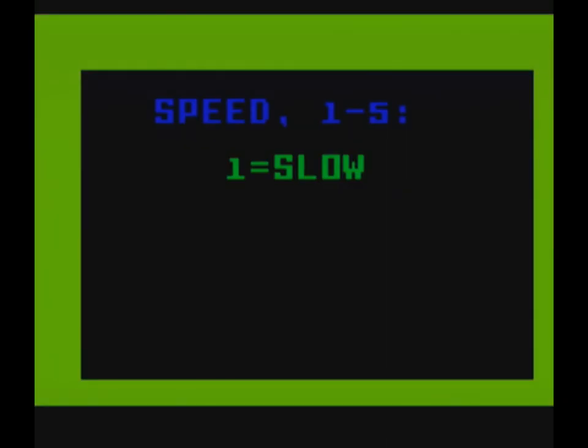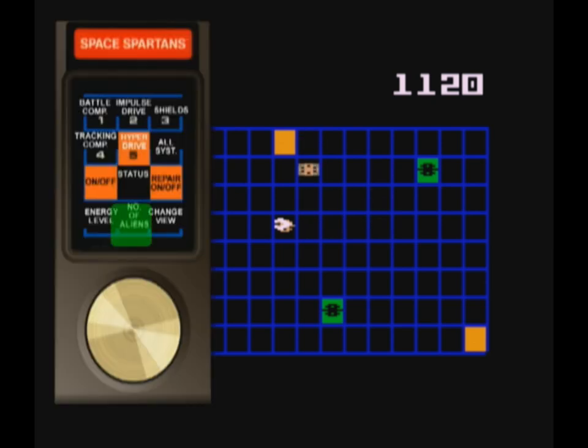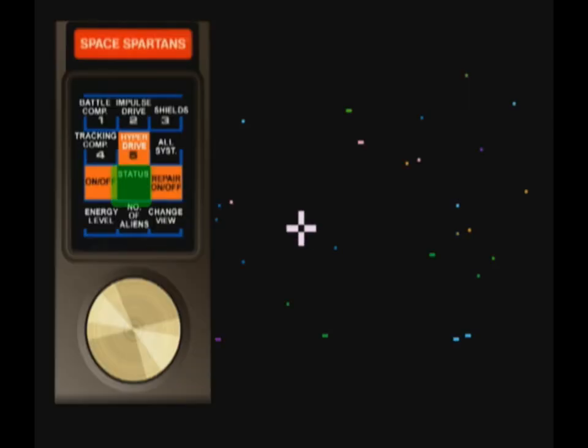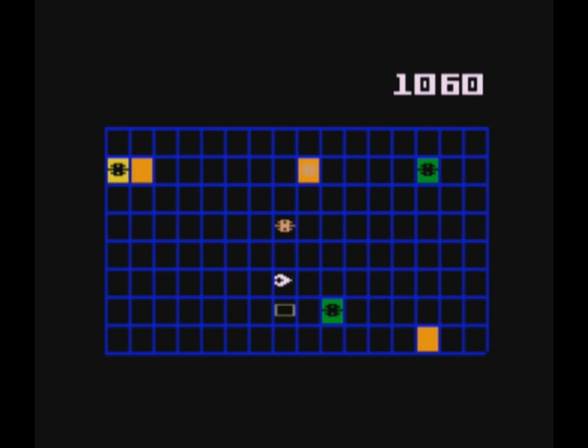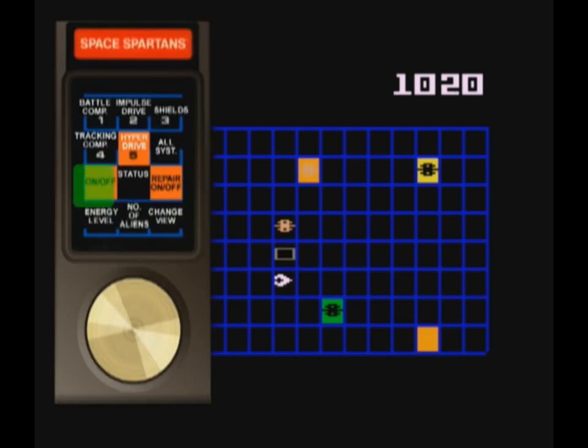Space Spartan. Hello, Commander. Computer reporting. Energy level 10,000. Tracking off. Shield zero. Shield off. Hyperdrive off. Starbase one under attack. Starbase one under attack. 0 million. Energy level 9,000. Hyperdrive off. Starbase one under attack.